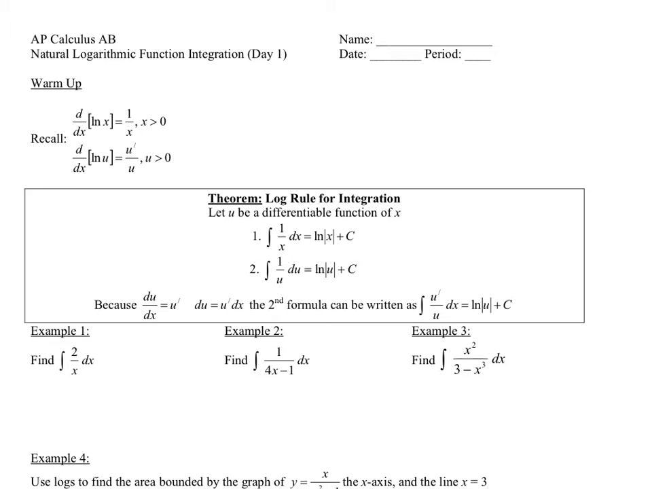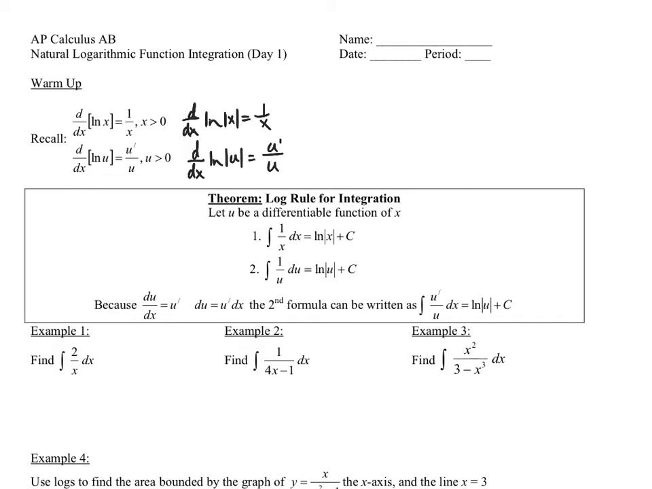The integral of 1 over x dx is the natural log of the absolute value of x. All right? We expanded on this derivative rule so that we did not have to include the x greater than 0. If you recall, we said that the derivative of the natural log of the absolute value of x was simply 1 over x. And we said that the derivative of ln of the absolute value of u was simply u prime over u. Okay?